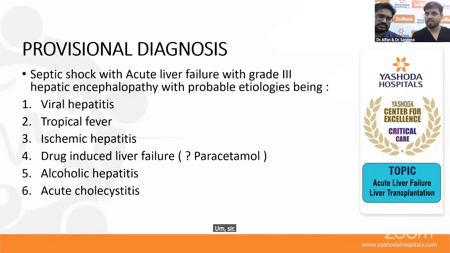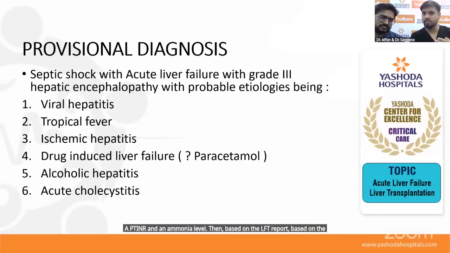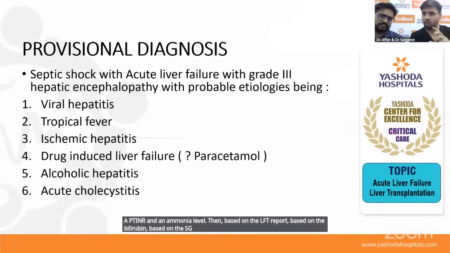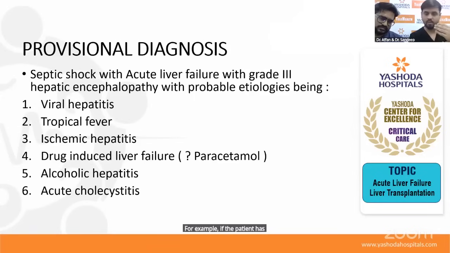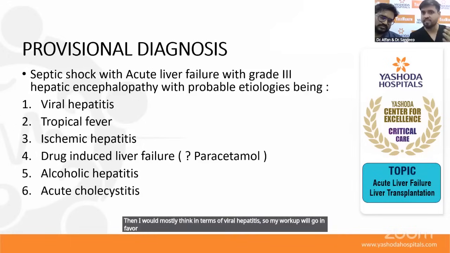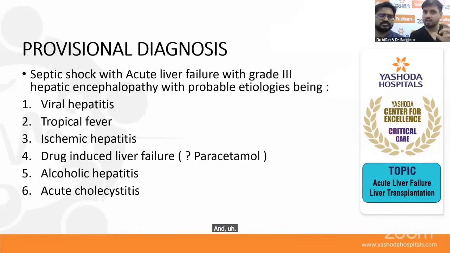Sir, firstly, I would like to send a CBC, LFT, a PT/INR, and an ammonia level. Then, based on the LFT report, the bilirubin, the SGOT and SGPT levels, and how they correlate, I would like to evaluate the patient further. For example, if the patient has SGOT and SGPT levels in the thousands, then I would mostly think of viral hepatitis. So my workup will include anti-HAV IgM and anti-HEV IgM, and for any drugs I will evaluate acetaminophen levels also.